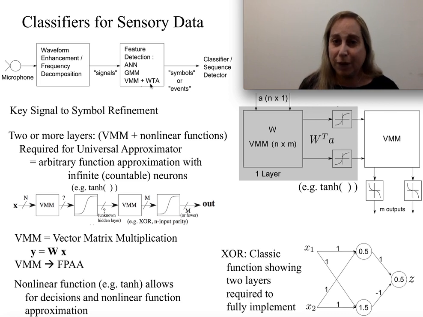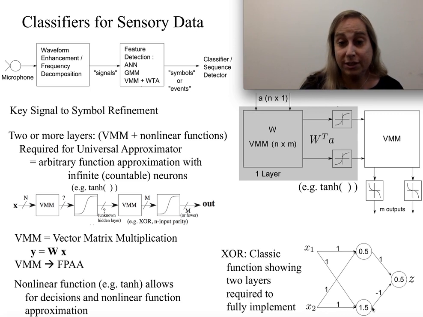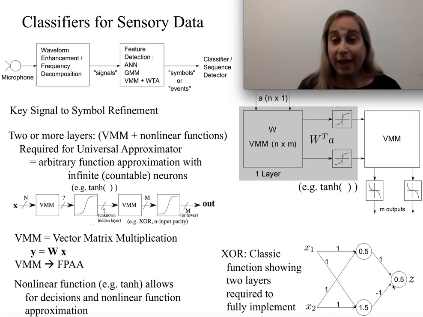The classical problem was to say, look, in a single layer, which would have been one VMM and one tanh function, I couldn't do an XOR problem. I couldn't do the XOR. In fact, it required two layers to do an XOR problem. I had to have a set of inputs go into a first layer of these sigmoidal units, and then go into a second layer of these sigmoidal units. And so XOR is the classic problem to talk about this.